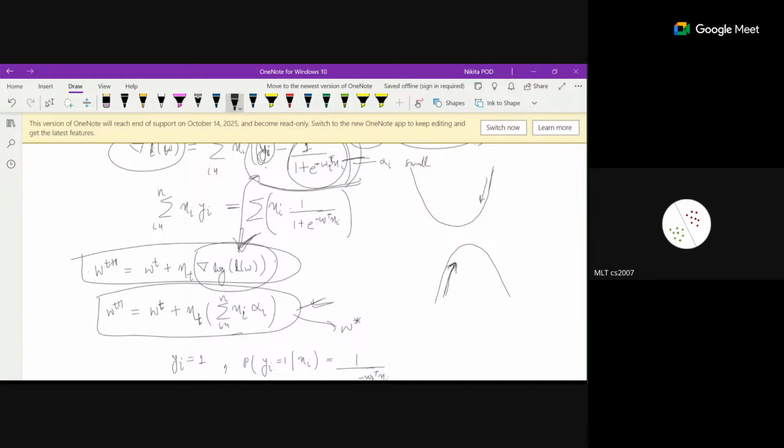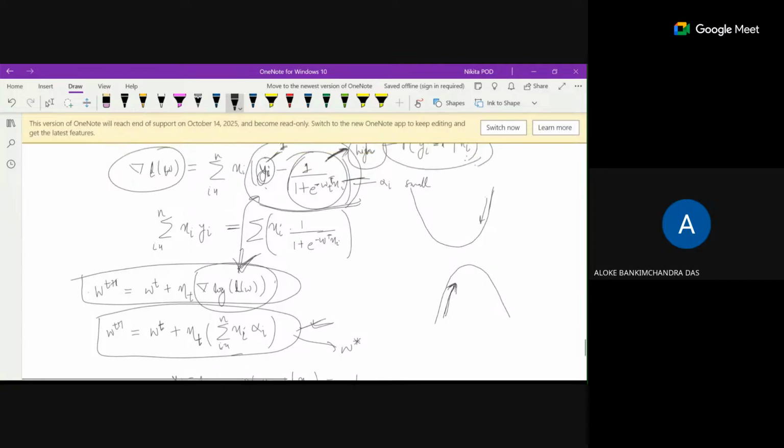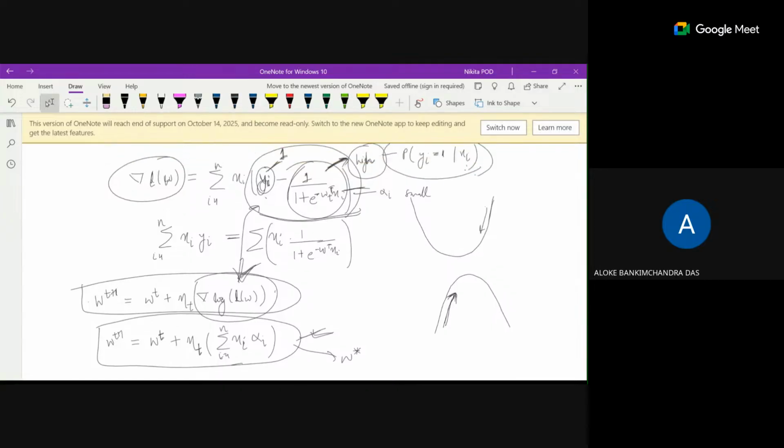It will impact more. That's why when you are making an error, we put e to the power plus w transpose xi, and it will impact more. We want to correct it actually. That's the reason it is having a higher weight.